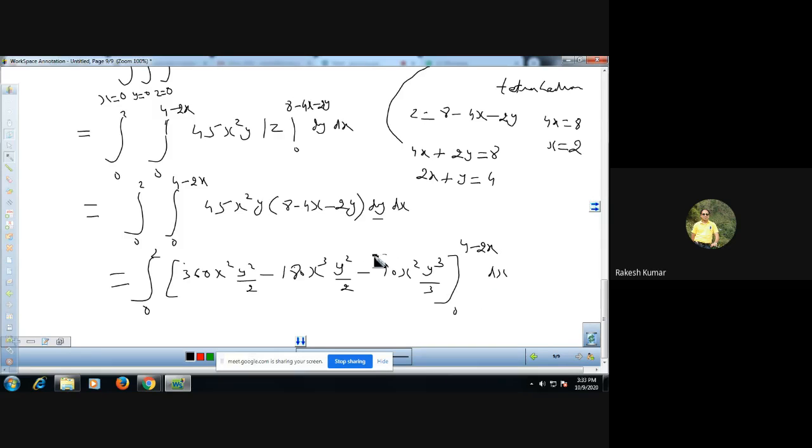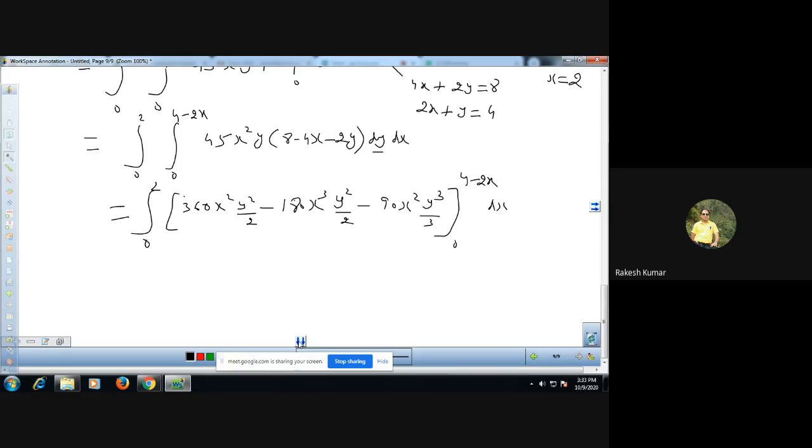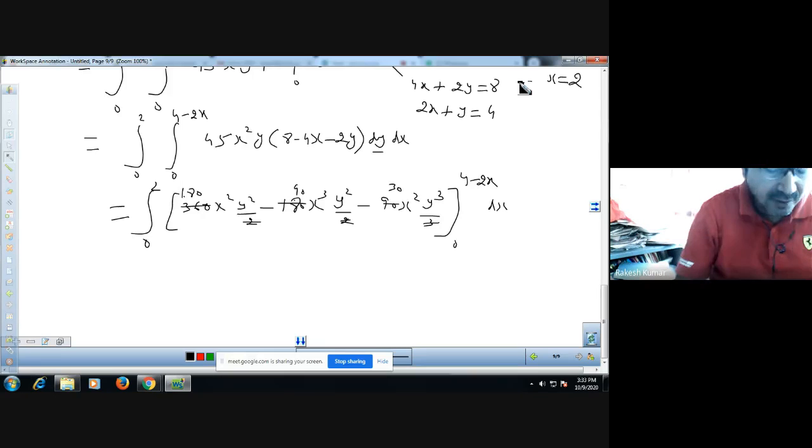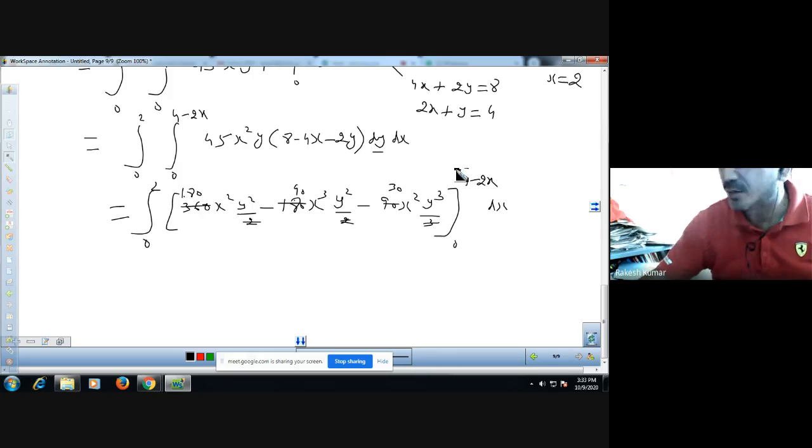Now, after substituting the limit of y, in place of y you will substitute 4 minus 2x, and then at last you will integrate with respect to x and get the value. So, cancel the terms which are easy to cancel. This is 90 and this is 30. You can substitute the limits and then integrate with respect to x. So this is the procedure to evaluate a triple integral or a volume integral.